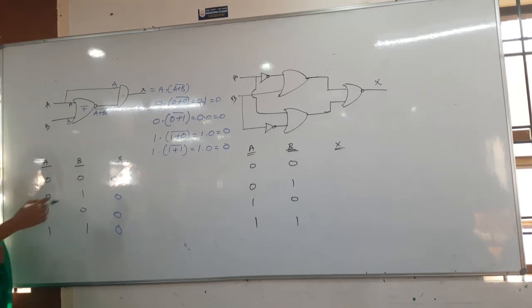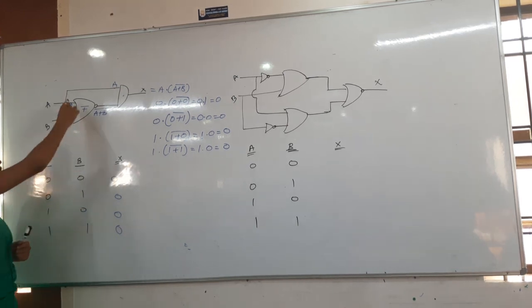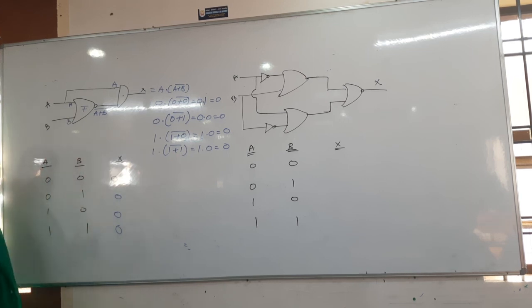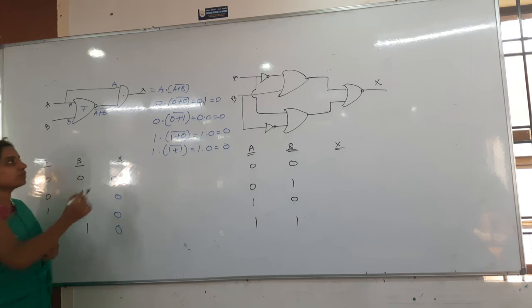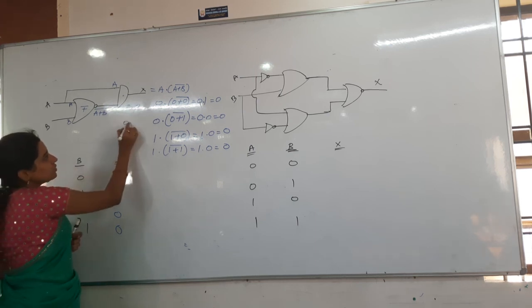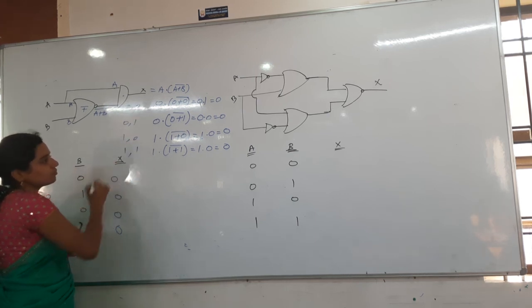Clear? This is how you have to check. You should not waste the time by taking 0, 0 and all the cases separately. Directly by the Boolean expression only you can get the answer. So these are the answers for 0 0, 0 1, 1 0, 1 1.